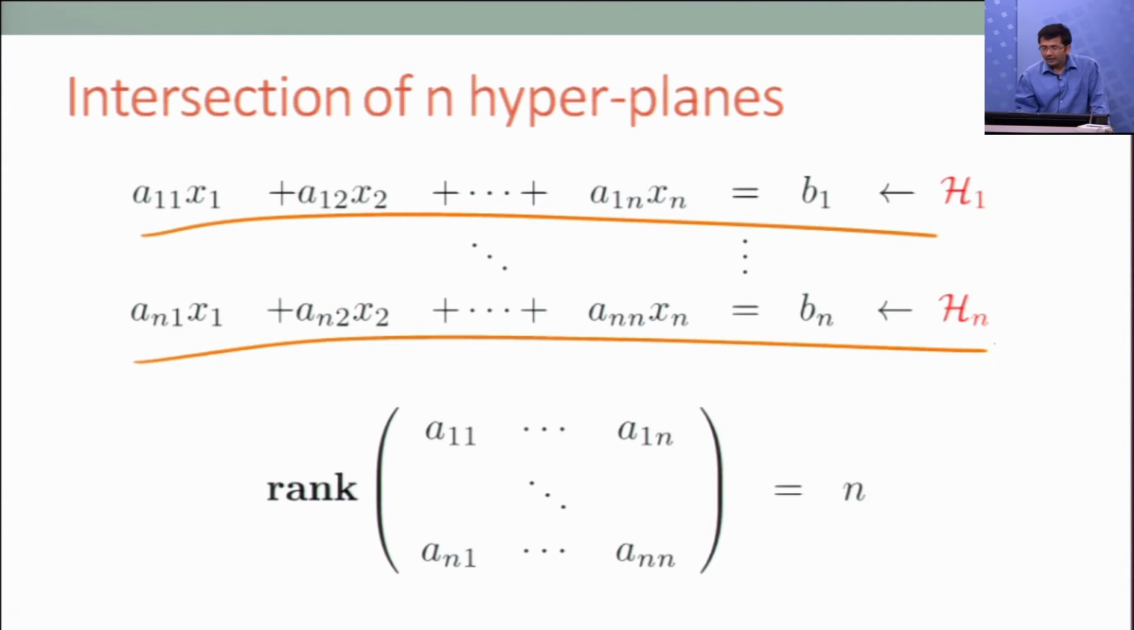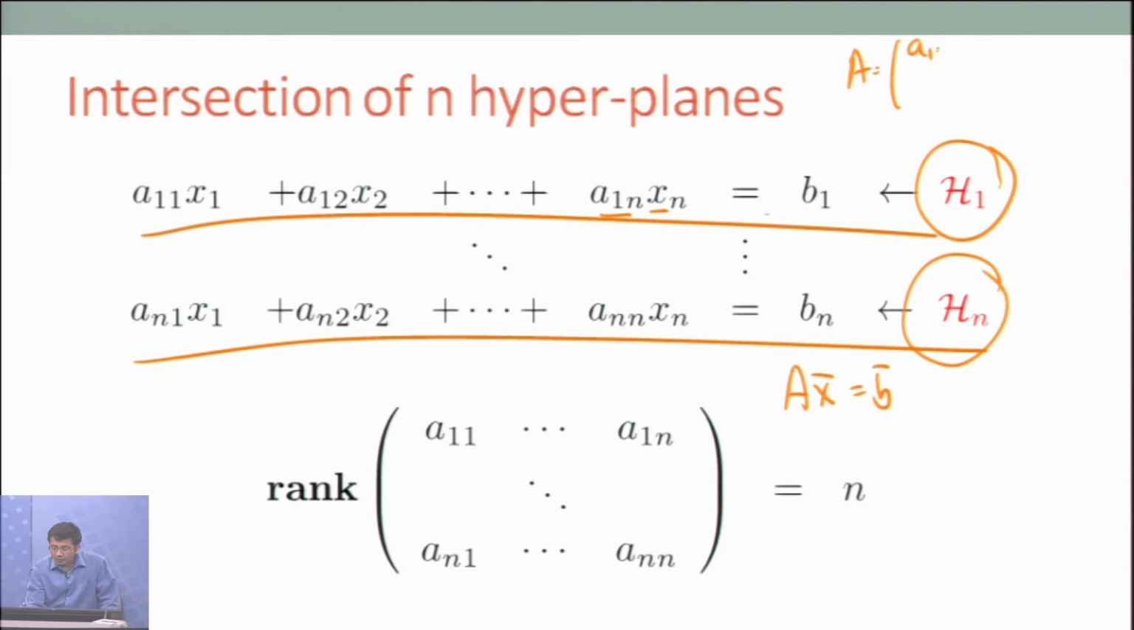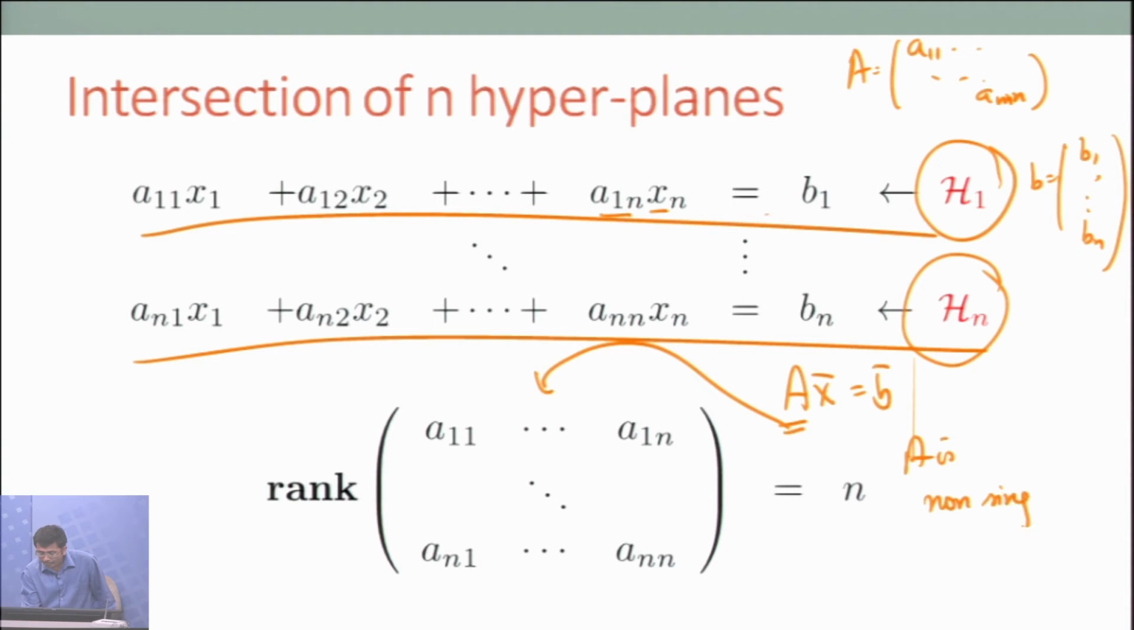This is the equation of a hyperplane in coordinate geometry: a11 x1 plus a12 x2 and so on up to a1n xn equals p1. That defines a hyperplane. So let's say we have n hyperplanes. When do they uniquely define a point? Well, that's just the solution of the system Ax equals b, where A is the matrix a11 through ann that collects all the a's, and b is the vector b1 through bn. So if the rank of A is n, or A is non-singular, then yes, the n hyperplanes will uniquely define a point given by A inverse b.